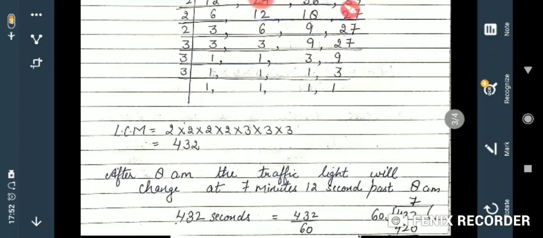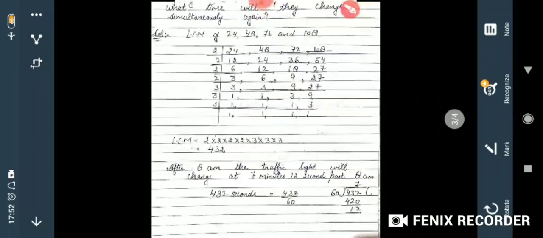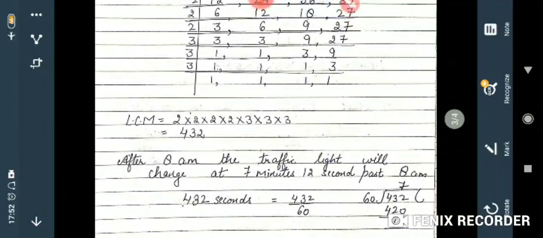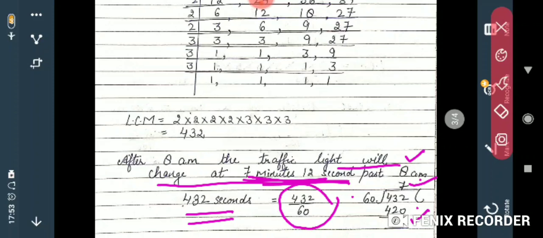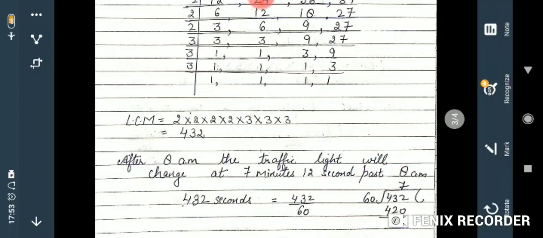Seconds. So the question was that after 8 am, when will the traffic light change. So 432 seconds is given. What we will do is divide it by 60. So 7 sixes are 420, so 7 minutes and 12 seconds. So at 7 minutes 12 seconds past 8 am the traffic light will change. As it is given in seconds, we divide it by 60.